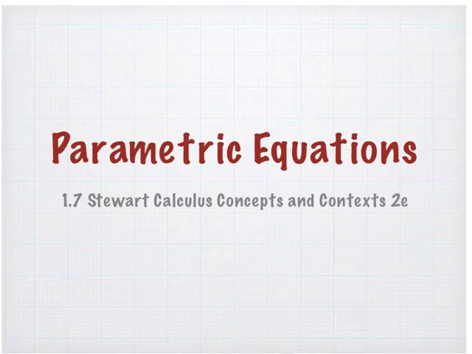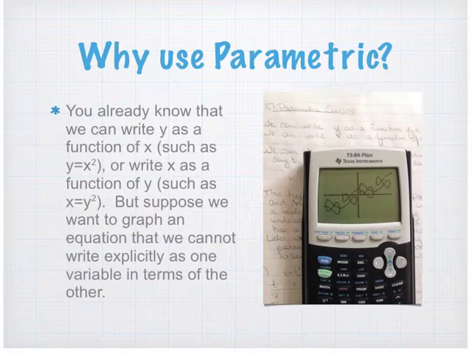Okay, this is section 1.7 from the Stewart book on parametric equations. What you're used to graphing most likely is y as a function of x. Even your calculator's default mode is function mode, where you put in a y1 equals, maybe a y2 equals, a y3 equals, and so on. In that case, you are writing y as a function of x.